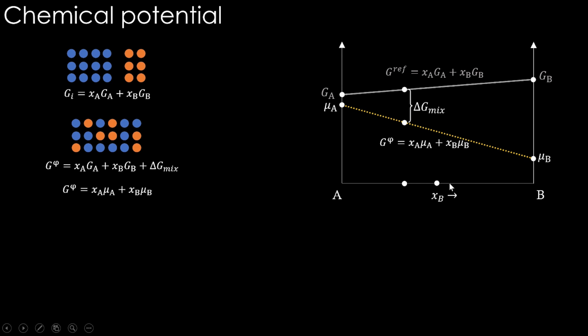So what has happened compared to this composition? Definitely mu_A has increased from a point like this to here, and mu_B has decreased from a point like this to here. So this was the Gibbs energy then.